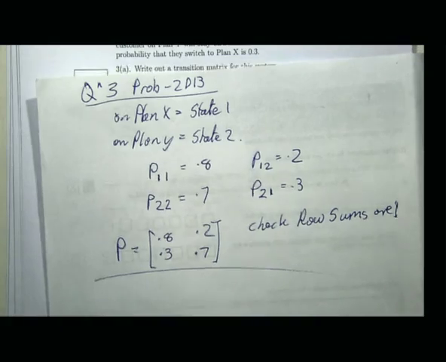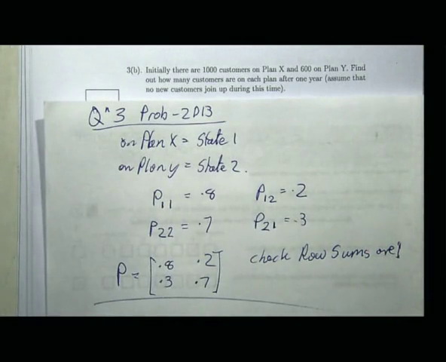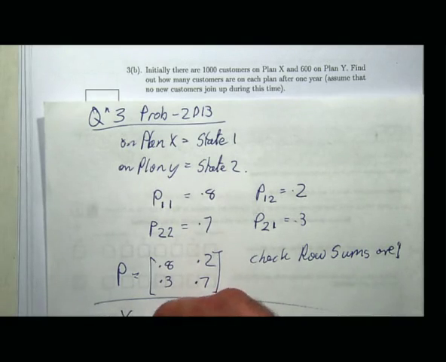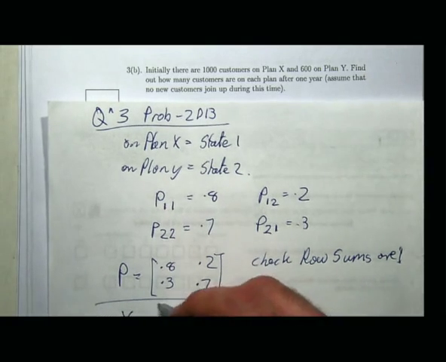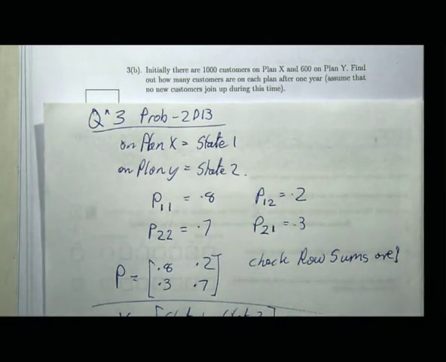So, next on my list. Initially there are 1,000 customers on plan X and 600 on plan Y. So my X naught, state 1, state 2, is going to be 1,000 customers in state 1, plan X, and 600 on plan Y, and so my initial vector is 1,000, 600.